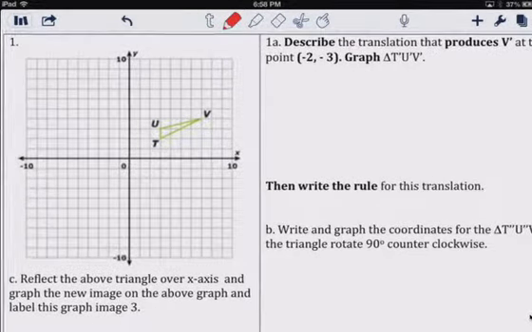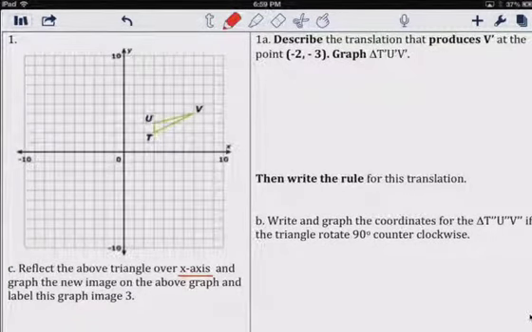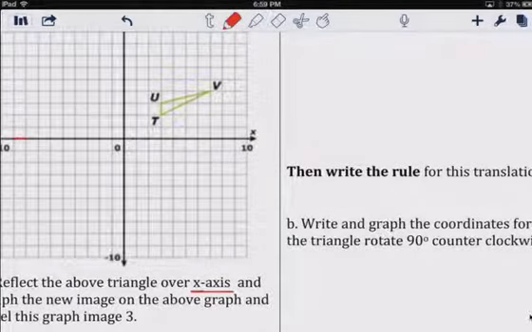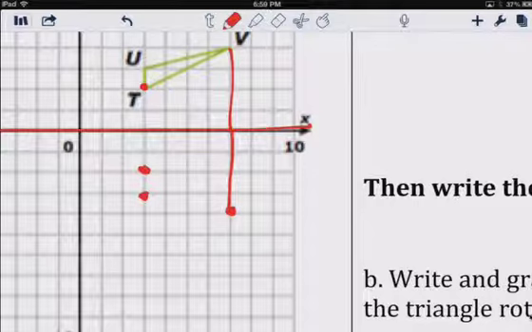Okay. Back page. Oh, this is easy. Reflect over the X. Graph the new image and label image 3. Here's the X. Reflect it over. T is right here. The other T is here. U is right there. V is 4 away, so 4 away right here. That's it. Oh, that's easy.